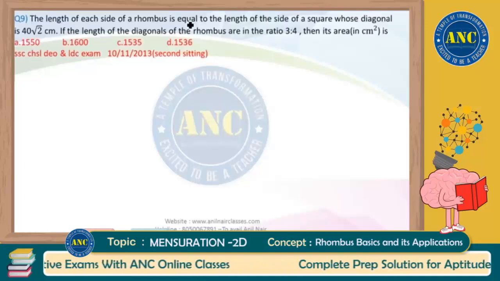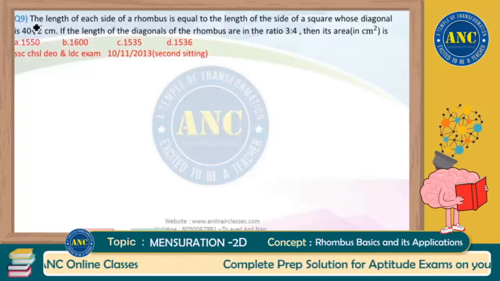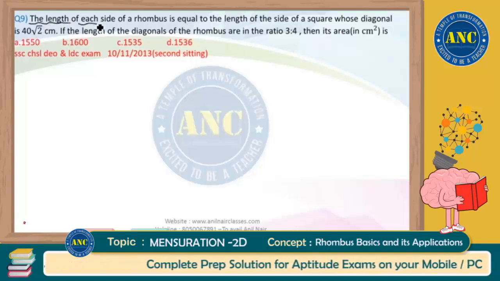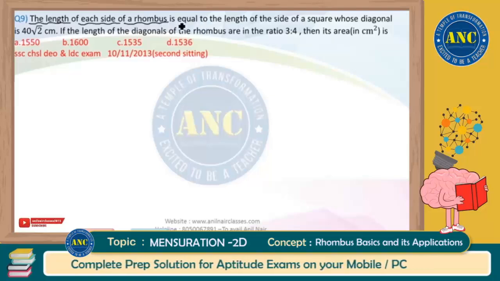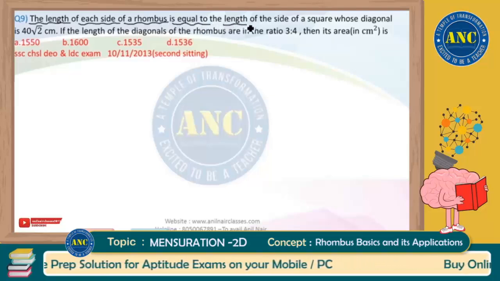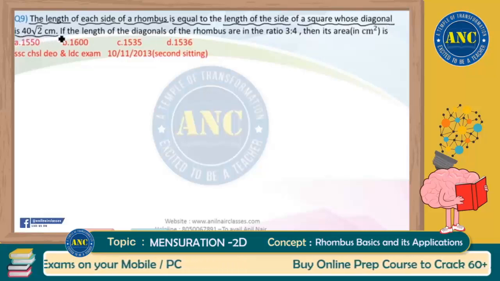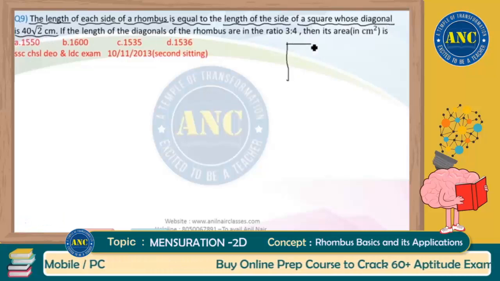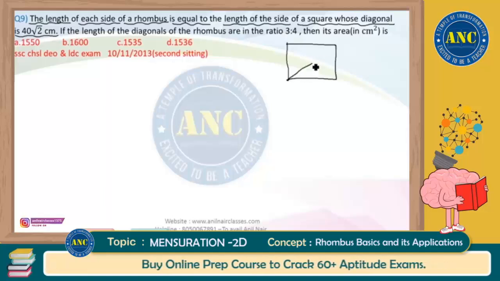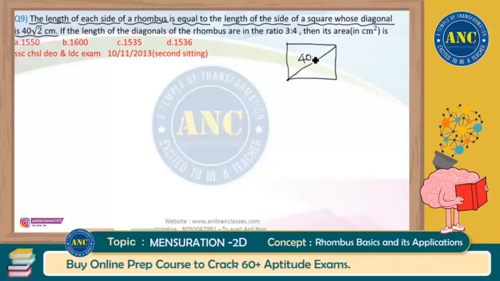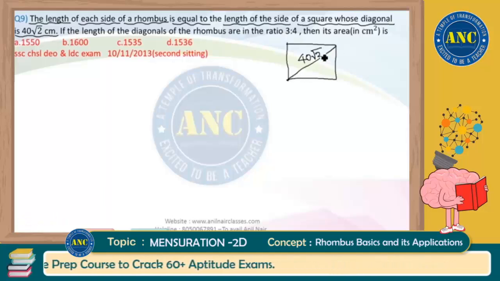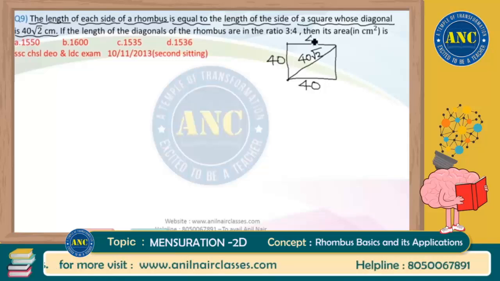Next question. Please see this next question. The length of each side of a rhombus is equal to the length of the side of a square whose diagonal is 40 root 2. That means I have a square. The diagonal of this square is 40 root 2. If the diagonal is a root 2, then the side of the square will be a. That means each side of the square is 40, 40, 40 and 40.